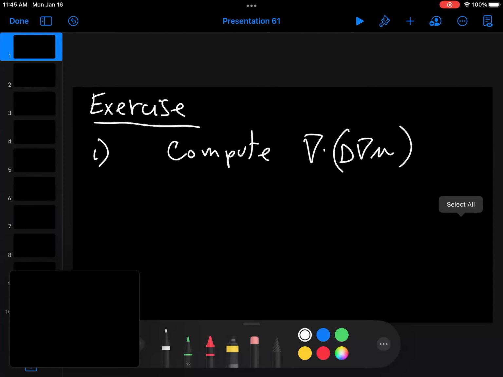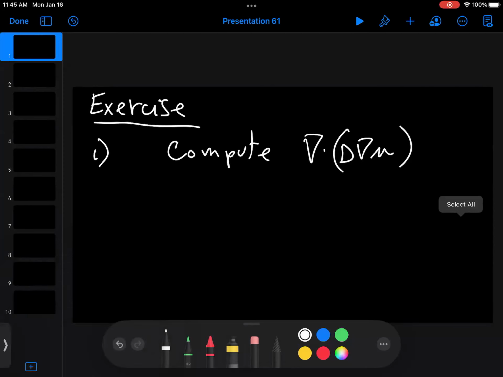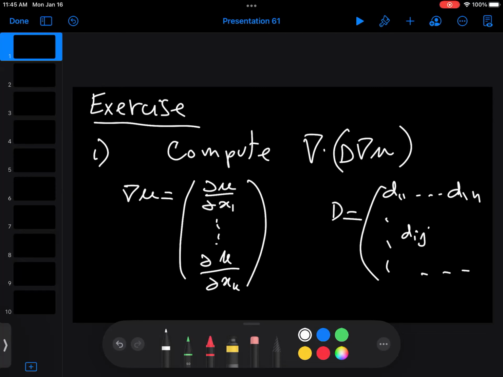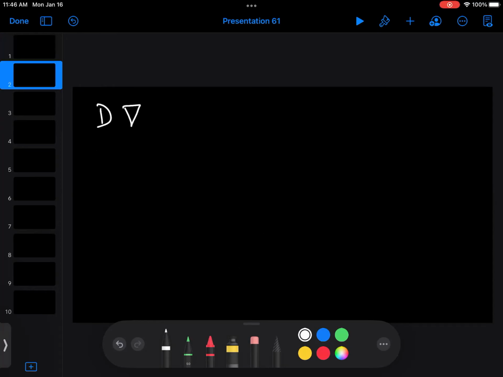All right, so let's do that. Let's do these details. So first, what's the gradient of U? So the gradient of U is just this vector. So you just take the partial derivatives of U, right? Now let D be the matrix D11, D1N, and so on. All right, so I need to compute. So now D applied to the gradient of U will be a vector, and here I will sum J from 1 to N.